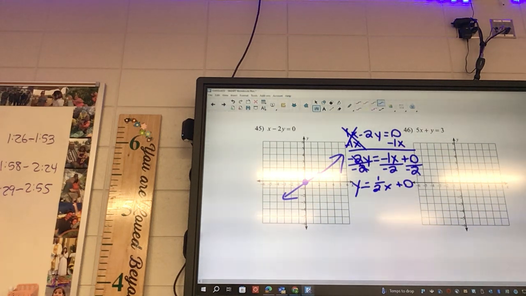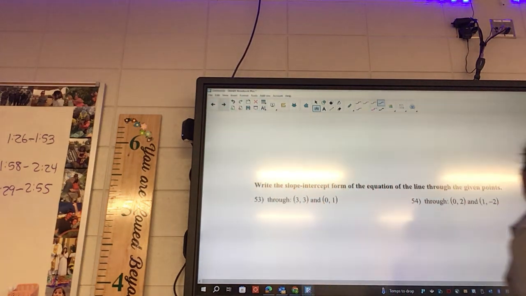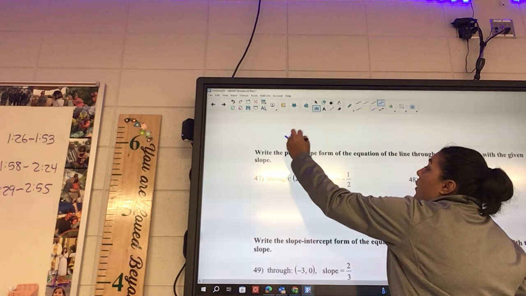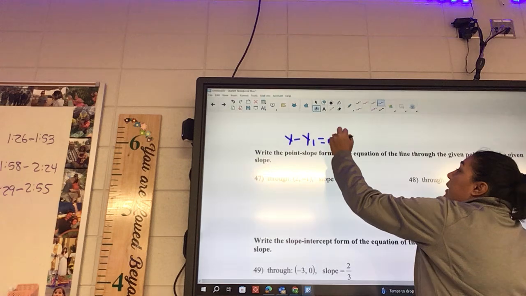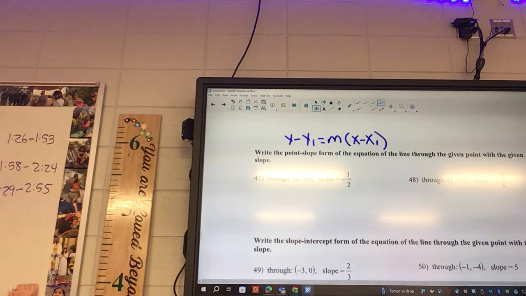We got 9 left. Okay, 47 says write the point slope form of the line. Okay, so it looks like this, y minus y1 equals m times x minus x1. You will need that formula, so make sure that it's on your paper.